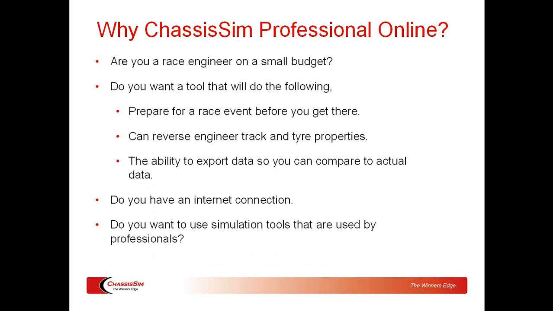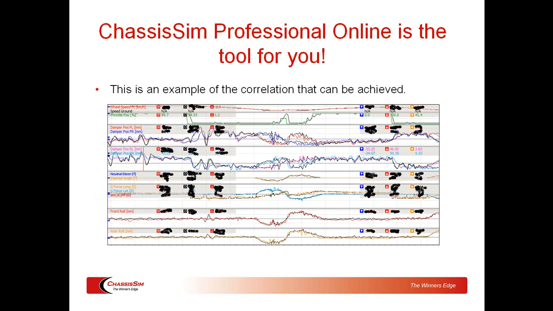In particular, let me start by asking you a few questions. Are you a race engineer on a small budget? Do you want a tool that's going to do the following? Prepare for a race event before you get there. It can reverse engineer track and tire properties. It has the ability to export data so you can compare to actual data. And do you have an internet connection? If you want to use the simulation tools that are used by professionals, then ChassisSim Professional Online is the tool for you.